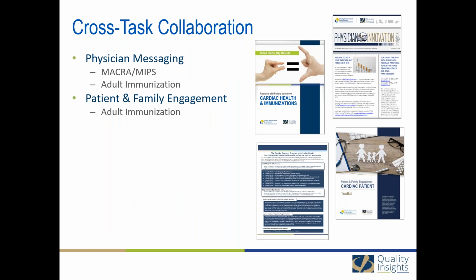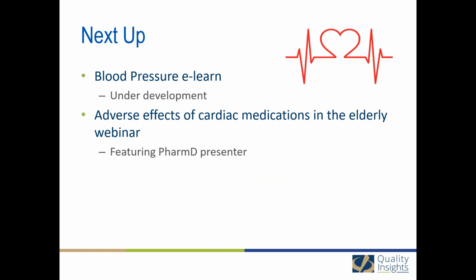Because we work with physician offices on so many projects, we try to do as much as we can as far as cross-task collaboration. We have a team that works on MACRA and MIPS. So we do a newsletter that goes out from our project, the MACRA MIPS project, and the adult immunization project. And then in our patient beneficiary engagement, we work with the adult immunizations as well.